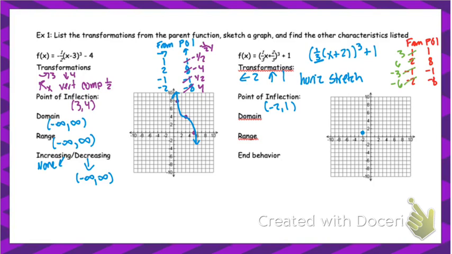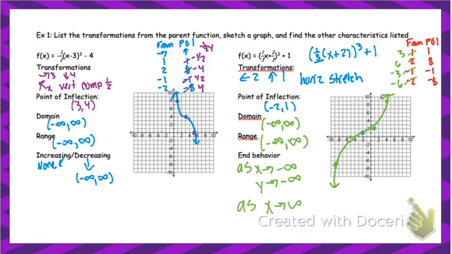So from that point of inflection, right 3, up 1. Right 6, up 8. Same thing, left 3, down 1, and left 6, down 8. Connect my dots, and that is my graph. All right, domain on this is negative infinity to infinity, and range is negative infinity to infinity. As x approaches negative infinity, y approaches negative infinity. And as x approaches positive infinity, y approaches positive infinity.